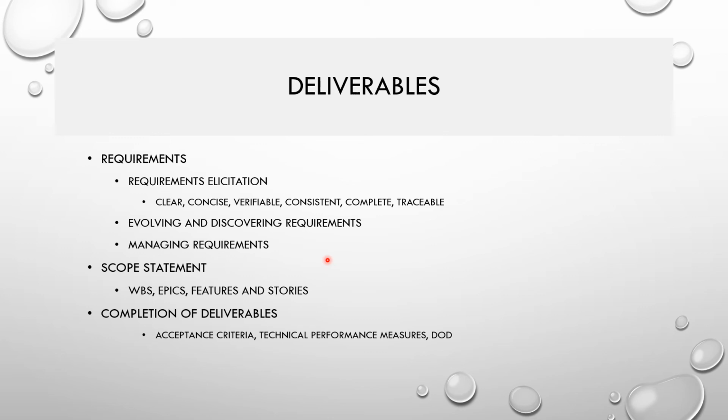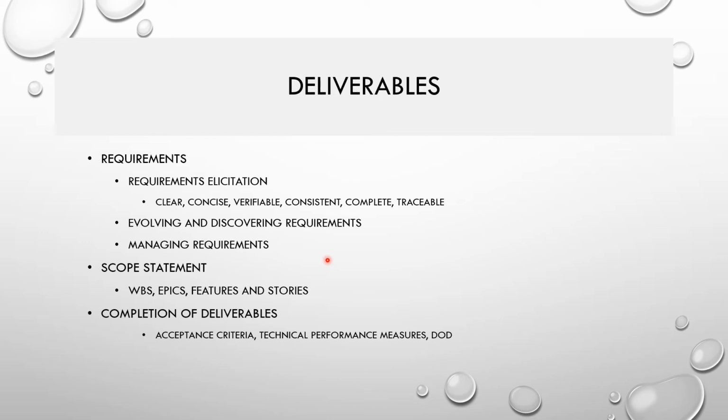And the second set of deliverables comes in the scope statement. Scope statement is nothing but your total work involved for delivering the entire set of business values or business outcomes. In a predictive method, we talk about the WBS, work breakdown structure. In adaptive methods, we talk about multi-level planning: epics, broken down into features, further broken down into stories. You can further break it down into tasks.